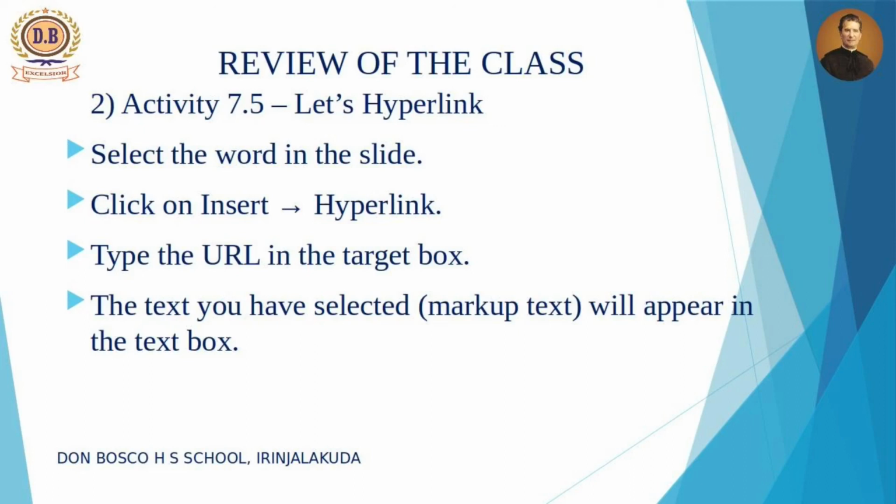There you can see one target box. There enter or type the URL. After that, the text you have selected, here the selected text was global warming, is known as the markup text. That markup text will appear in the text box. Press the control key on your keyboard and if you click on that markup text, it will take us to the Google Wikipedia page. So like this we can provide a hyperlink to the text in the slide.